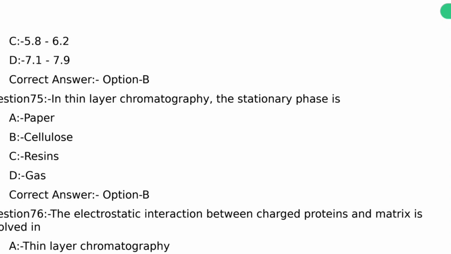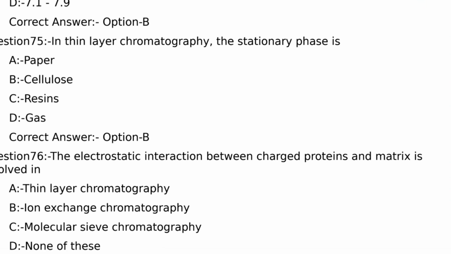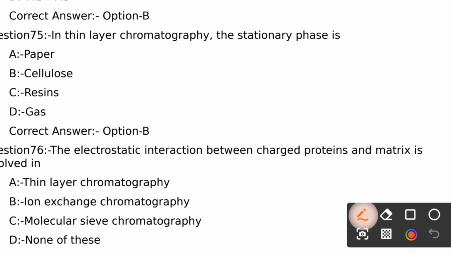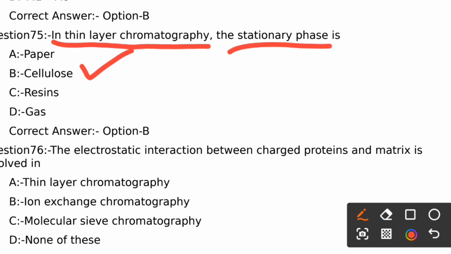Next one. In thin layer chromatography, the stationary phase is option A, paper. Option B, cellulose. Option C, resins. Option D, gas. Which of the following is used as stationary phase in thin layer chromatography? The right answer is option B, cellulose. Cellulose is used as stationary phase in thin layer chromatography.